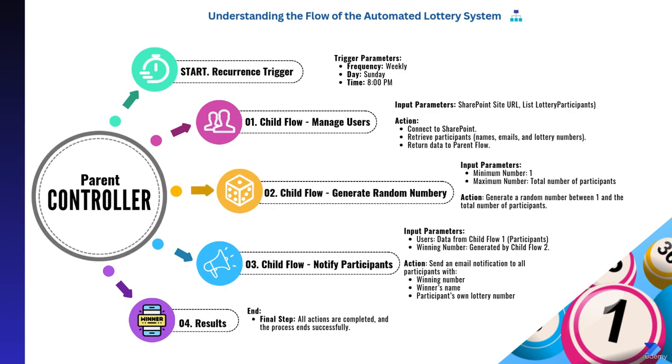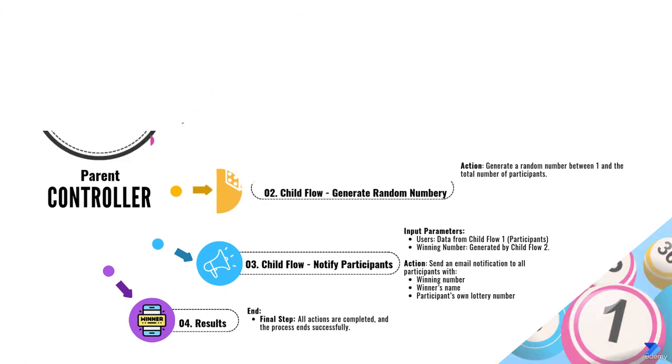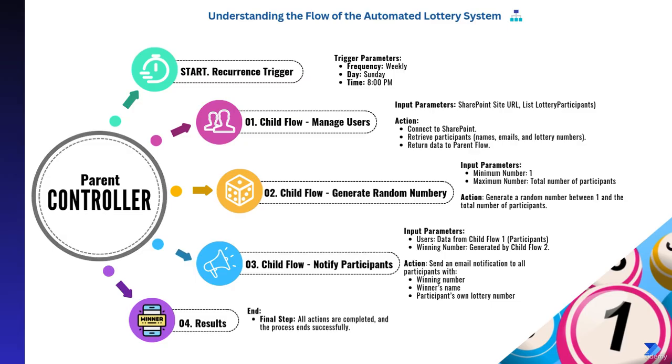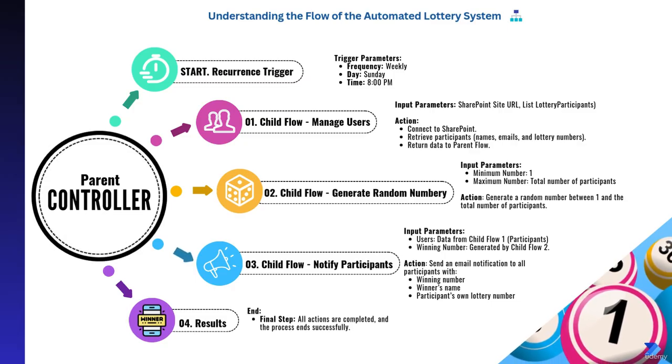Next, the parent flow triggers the final child flow, which is responsible for notifying all participants about the lottery results. This step is crucial, as it ensures that everyone who participated in the lottery is informed about the outcome. Each participant receives an email containing the winning number, the name of the winner, and their own assigned lottery number. This keeps everyone in the loop, regardless of whether they won or not.